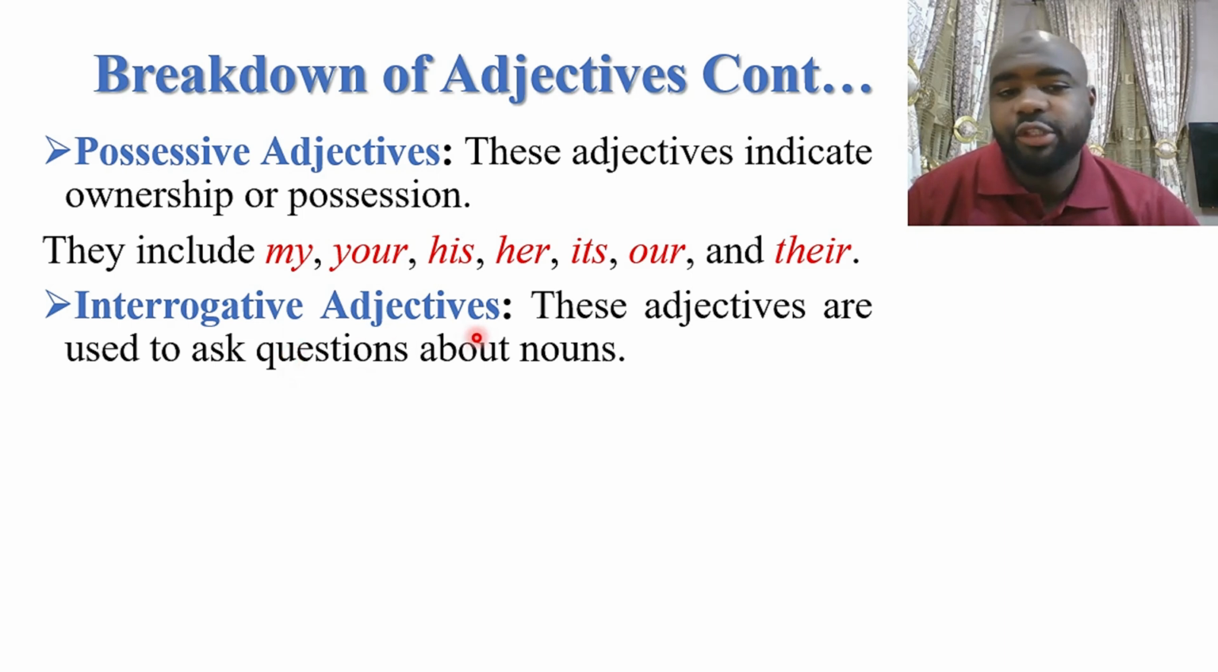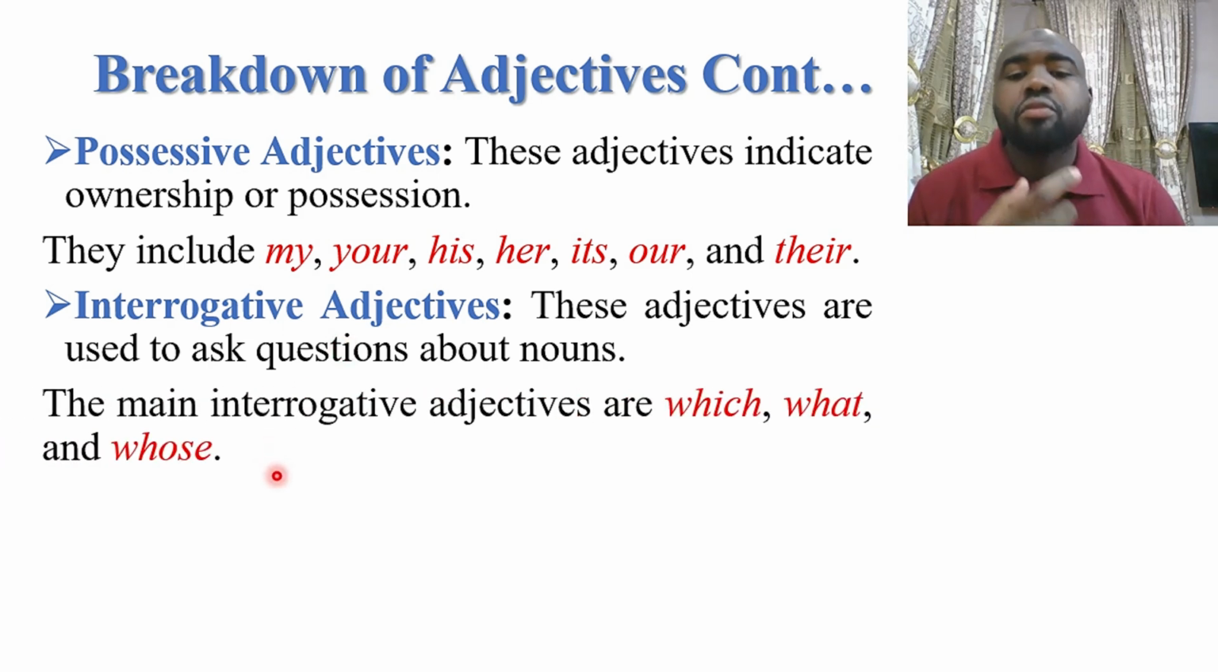Interrogative adjectives. These adjectives are used to ask questions about nouns. We all know when we want to ask questions, we use words or terminologies to ask such questions. Those words are adjectives we use in asking questions. For example, which, what, whose. These are the main interrogative adjectives. Which, what, whose.